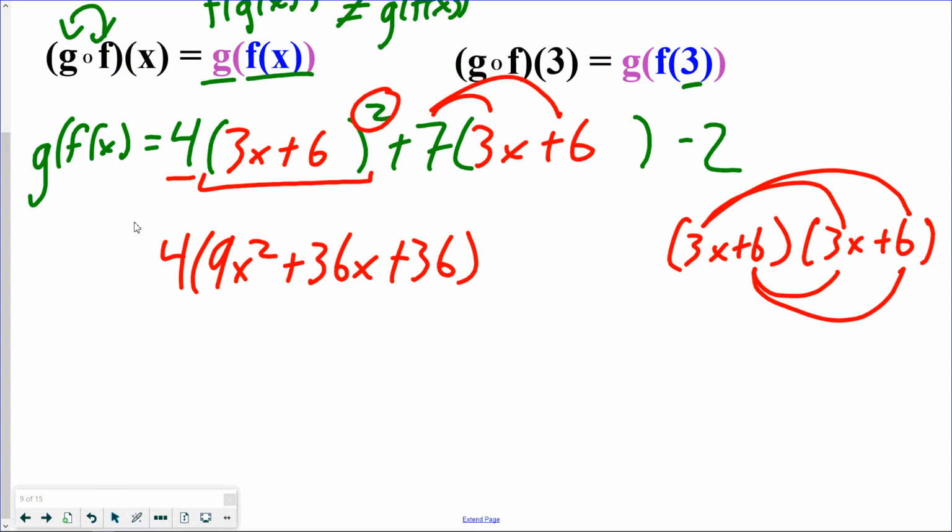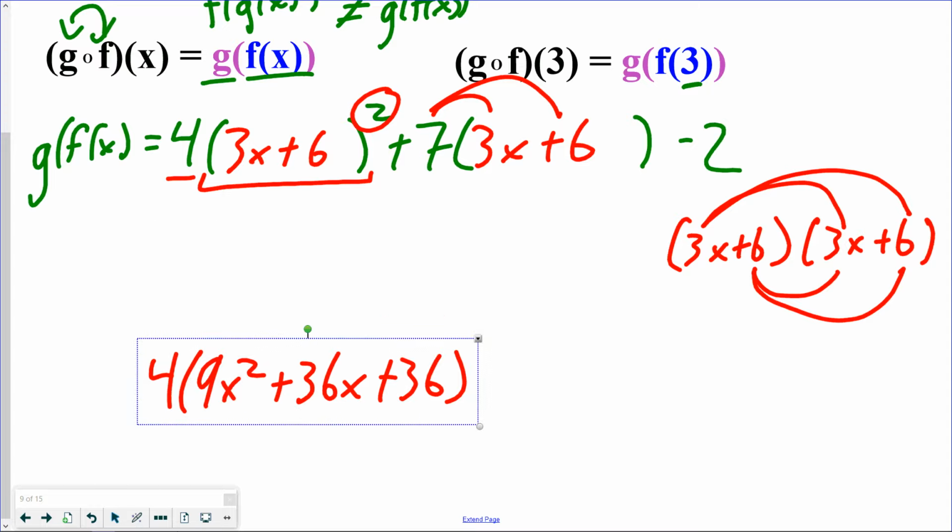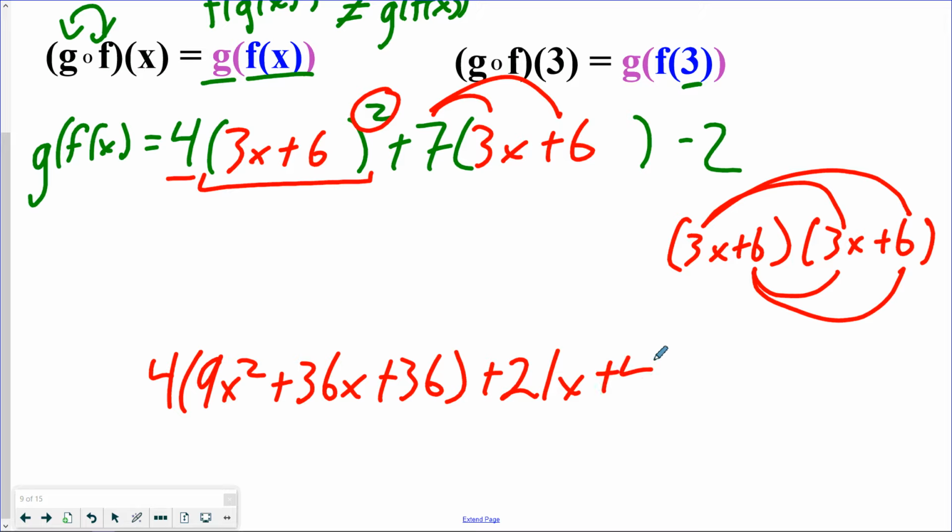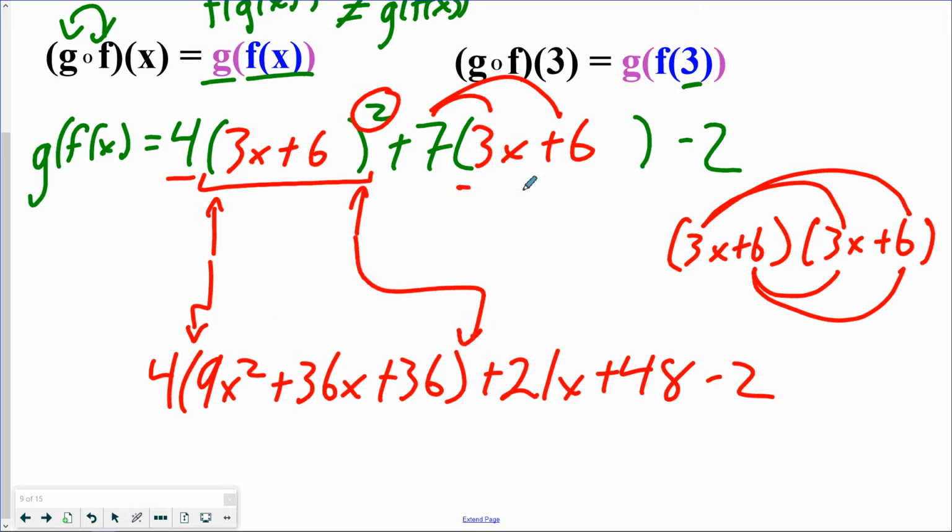All right, so distributing the 7. 7 times 3 is 21x. 7 times 6 is 42, minus 2. Notice we still have these two parentheses right here. Those are right there. And these parentheses disappeared. That's because I did the distributing here, but I haven't distributed this 4 yet. So let's go ahead and do that. So we're going to distribute our 4.